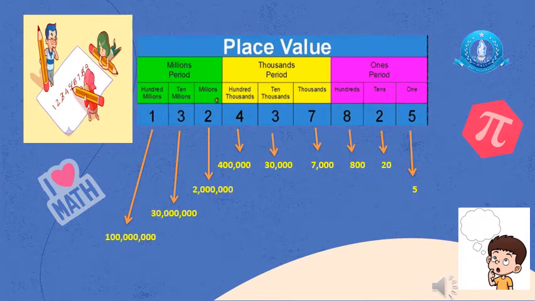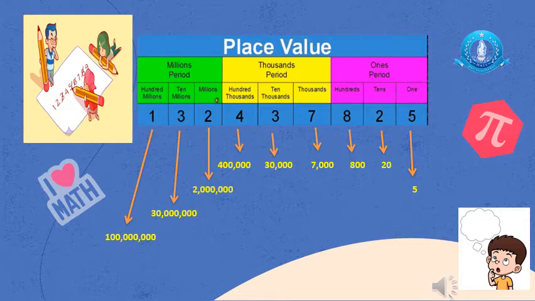Now let's see the place value of all the digits. Before that, we are going to divide place values into different periods. Look here. First is the ones period. Ones, tens, and hundreds come in the ones period. Thousand period: 1,000, 10,000, and 100,000 come in the thousand period. The third one is the millions period. Millions, 10 million, and 100 million come in the millions period.